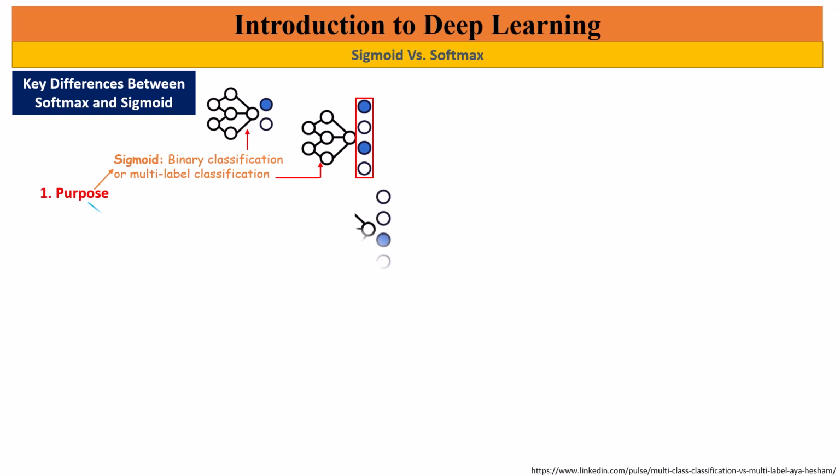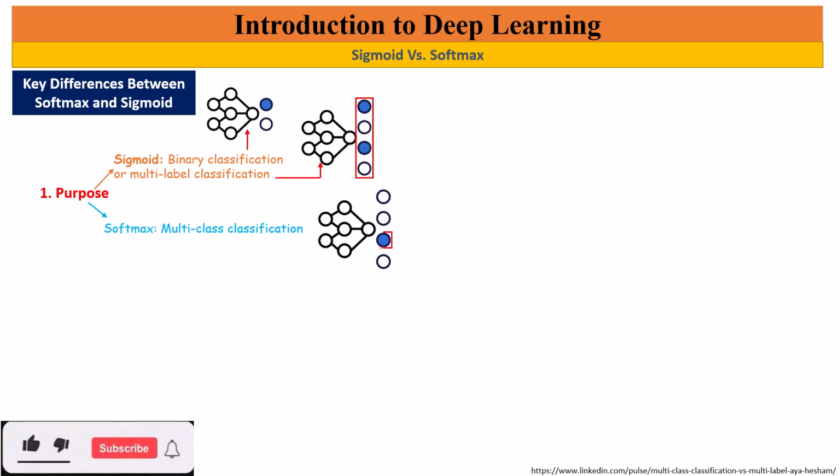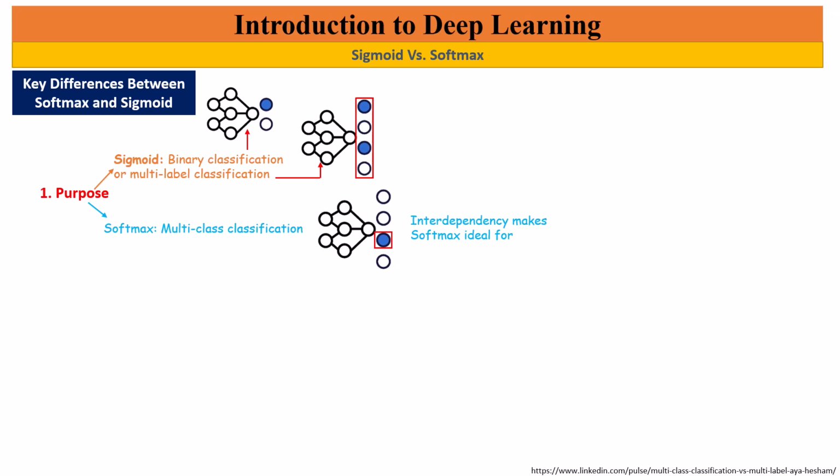Softmax is used for multi-class classification, where only one class is correct among many. The outputs are dependent on each other because they represent a probability distribution across all classes. This means that if the probability of one class increases, the probabilities of the other classes must decrease to ensure the total sum remains 1. This interdependency is what makes Softmax ideal for multi-class classification, where only one class is considered correct.